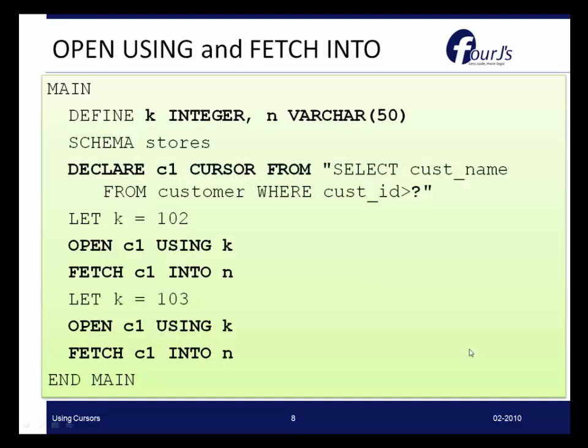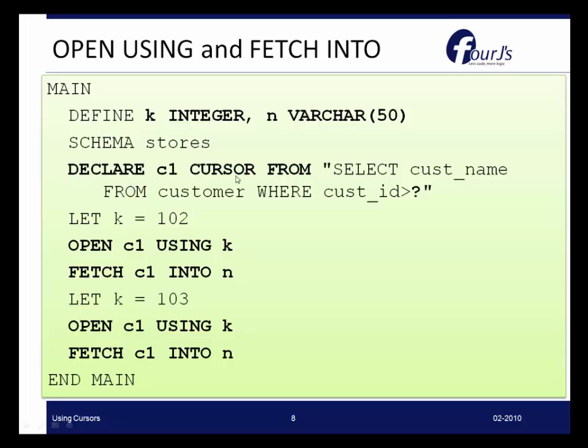Now let's take a look at this code example and talk a little bit about the open using clause and the fetch statement's into clause. The first thing we have here is two variables defined. K is an integer and N is a varchar. Now in this declaration of a cursor, you can see that we are supplying a select statement that has an input parameter option here. So if we are declaring a cursor on a select statement that's going to be dynamic SQL, in other words, it contains placeholders, we're going to need to open that cursor with the using clause and supply that value or values.